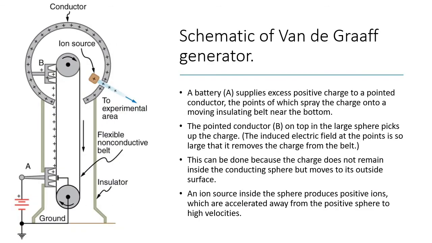Here's a figure of a Van de Graaff generator. Battery A supplies excess positive charge to a pointed conductor, the points of which spray the charge onto a moving insulating belt near the bottom. The pointed conductor B on top in the large sphere picks up the charge. The induced electric field at the points is so large that it removes the charge from the belt. This can be done because the charge does not remain inside of the conducting sphere, but moves to its outside surface. An ion source inside the sphere produces positive ions, which are accelerated away from the positive sphere to high velocities.